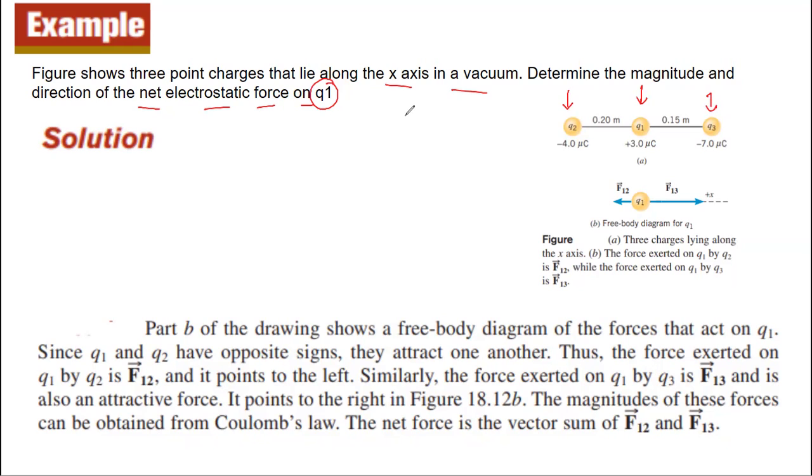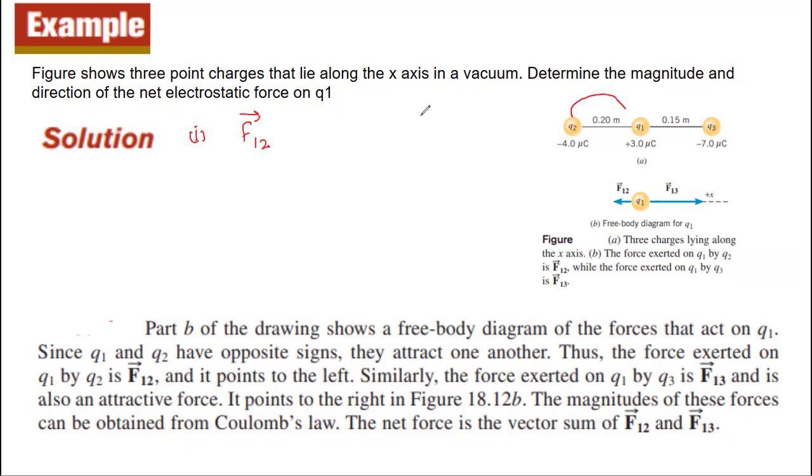To solve such a problem, we would like to do it in parts. When you solve it in parts, it will make more sense. So let me clear this first. First, let's find the force on charge 1 due to charge 2. For now I'm just ignoring that there is any third charge.